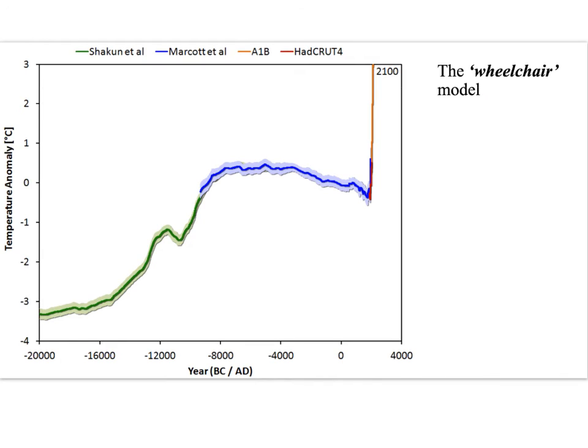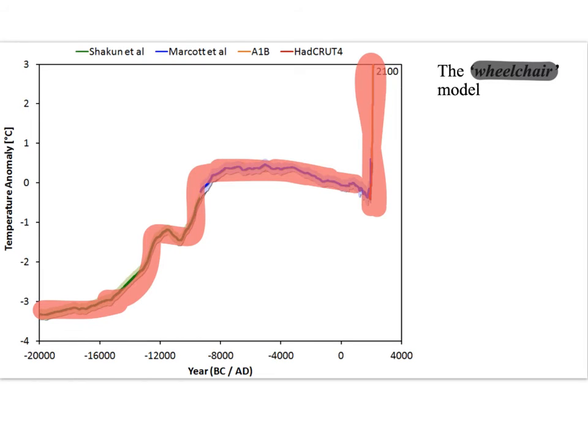So if we put all that information together from the last 20,000 years, so here's 20,000 years ago, here is us approximately, and there's a prediction to 2100, okay, so 84 years from here, and we get something that people have termed the wheelchair model, because it looks a bit like a wheelchair. Okay, there's the bottom of it, here's the seat, and there's the backrest. So sometimes it's referred to as the wheelchair model.